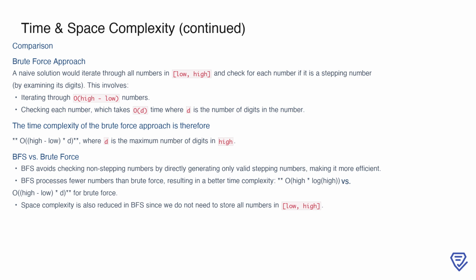In contrast, BFS avoids examining non-stepping numbers by directly generating only valid stepping numbers. This makes BFS significantly more efficient, with a time complexity of O(high*log high) compared to O((high - low) * d) for brute force. Additionally, BFS reduces space usage since it does not need to store all numbers in the range low, high, further highlighting its advantage over the brute force method.